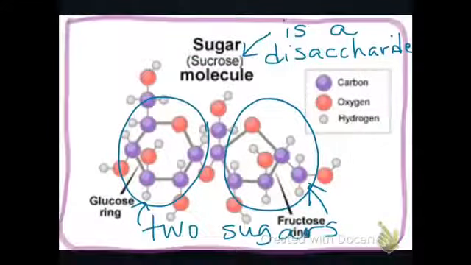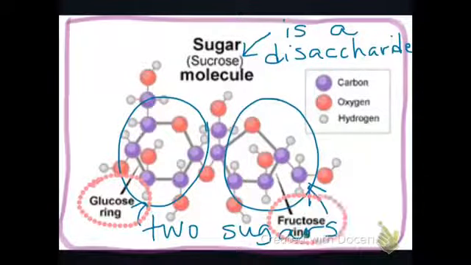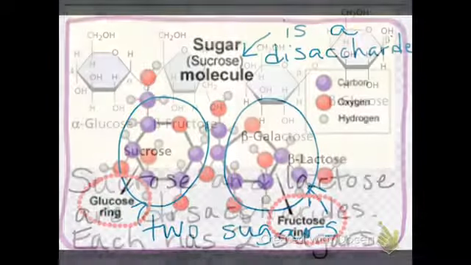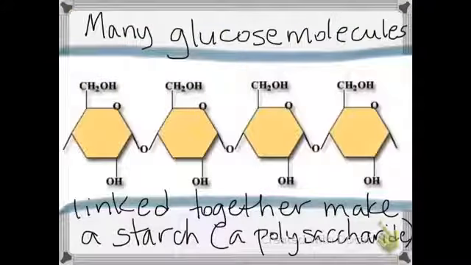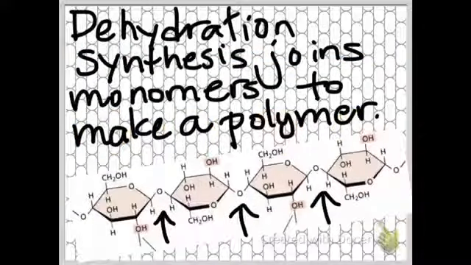Table sugar, or sucrose, is a disaccharide. It is made of 2 sugars, glucose and fructose. Sucrose and lactose are disaccharides. Each has 2 sugars. Many glucose molecules linked together make a starch, which is a polysaccharide. Dehydration synthesis joins monomers to make a polymer.